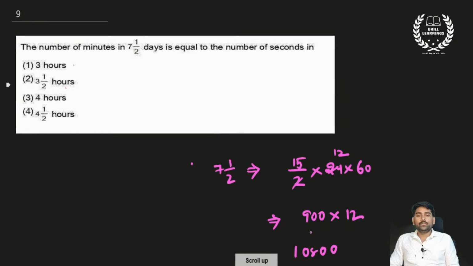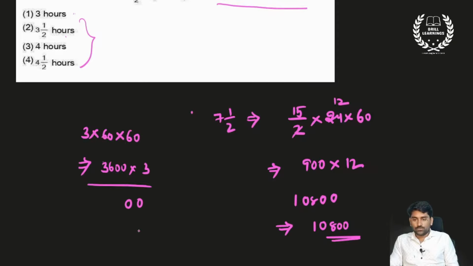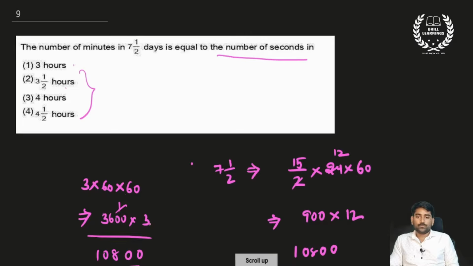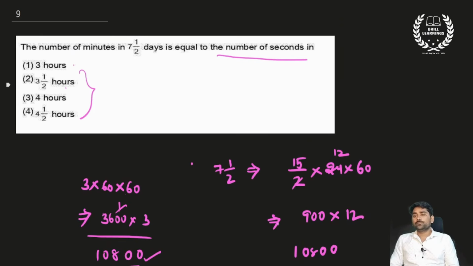So now find the number of seconds from the given options. First try the first option, 3 hours. Convert these hours into seconds. For each hour we have 60 minutes and for each minute we have 60 seconds. So simplify this value. 6 sixes are 36, 3600 into 3 is 10,800. So this is our answer. Here we got the number of seconds as 10,800. This value and this value both are equal. That means this is our answer.